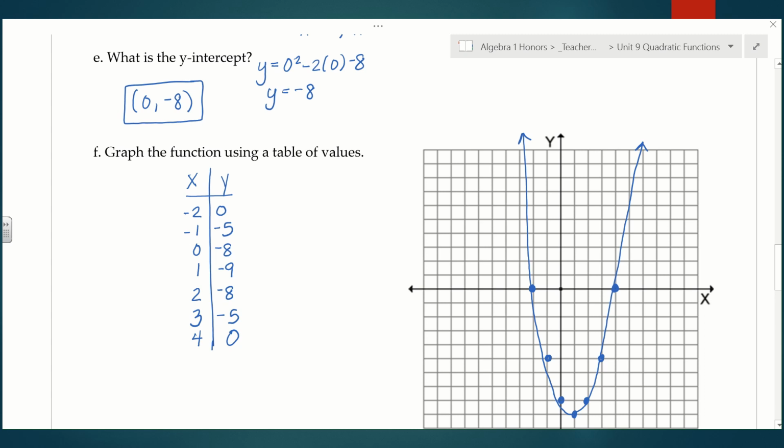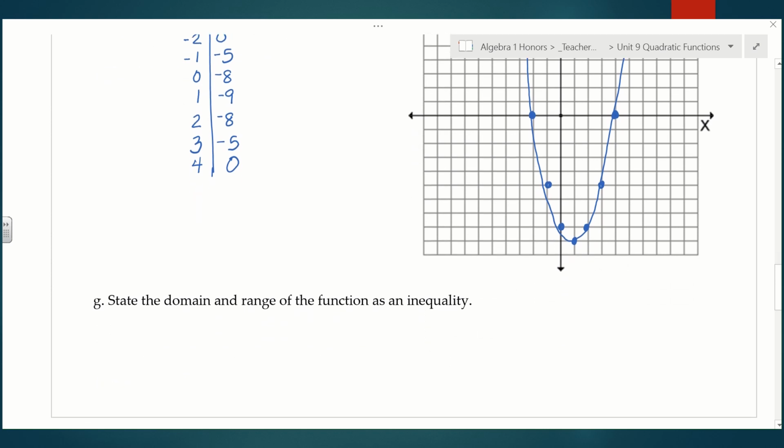Don't forget to label. And there's a complete graph. Now we probably could have put some other points if we wanted. It looks like we could have done 5, 7, and negative 3, 7. But that's okay. This is enough points if you did stop there.